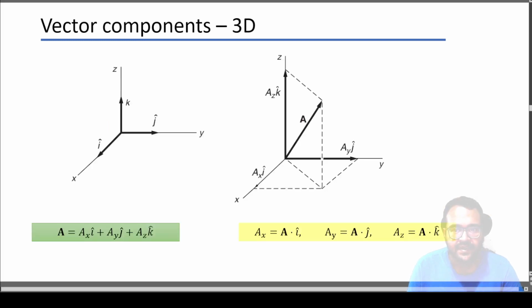Okay, we have another visualization in 3D. Say this is your x-axis, coming from the page towards your eye. This is the y-axis, this is the page. And this is the z-axis. So your i cap, j cap, and k cap are in these directions. So your vector A will be written as AX i plus AY j plus AZ k.